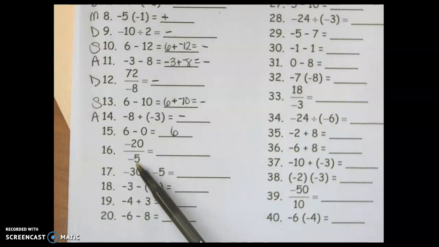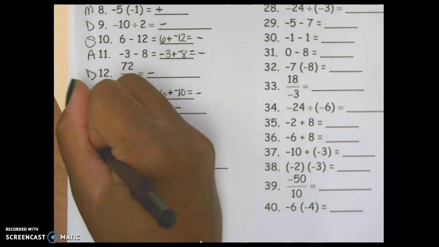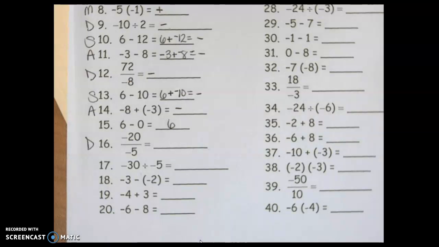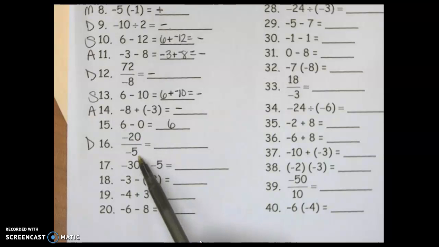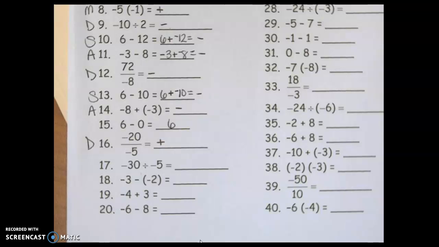16. -20 over -5. What do I do? Did you just give us the answer for 15? Divide. I did because it's 6 minus 0. That was hard. It has to be positive, right? This has to be positive. Good. Okay, -30 divided by -5. Positive. Yeah, positive.